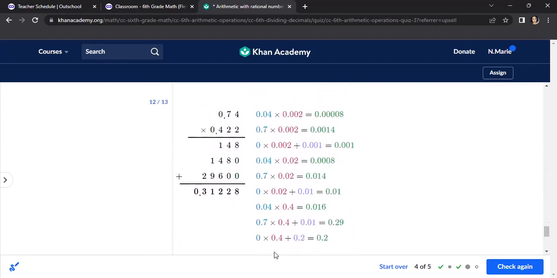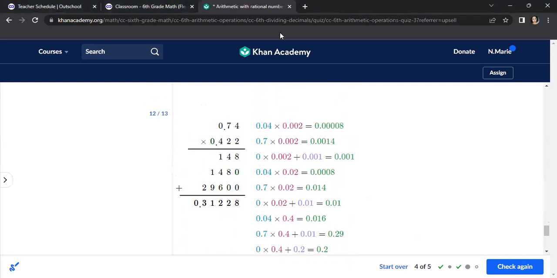4 times 2 is 8. So let's look at this spotlight. Okay, so here, 4 times 2 is 8. 7 times 2 is 14. Next row, add a 0. 4 times 2 is 8. 7 times 2 is 14. Next row, add a 0 and another 0 because you're in the third row.